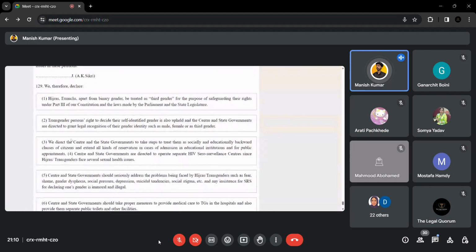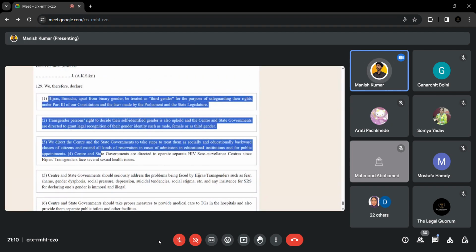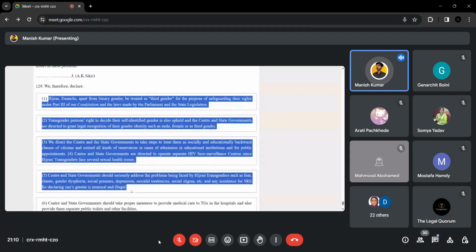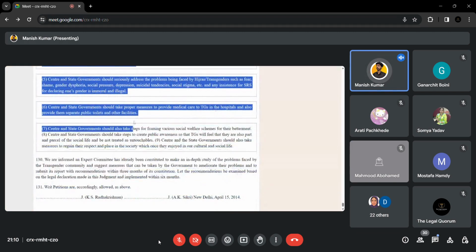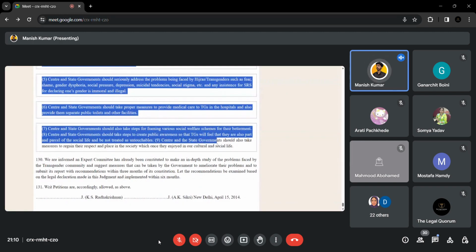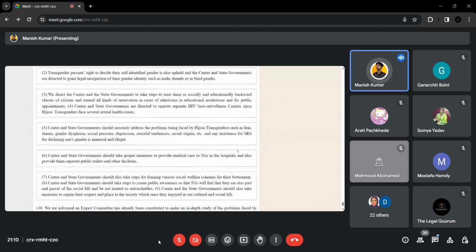Okay, see this paragraph. We therefore declare Hijras, apart from the binary gender, be treated as a third gender for the purpose of safeguarding their rights under Part 3 of our Constitution and the laws made by the Parliament and the state legislature. So these things are part of the final judgment or the final holding of the court. So you can directly take things from here in your brief and include that in the court's holding part.